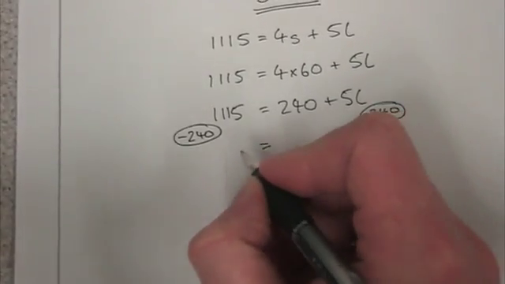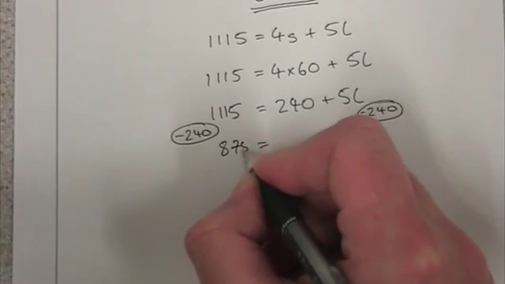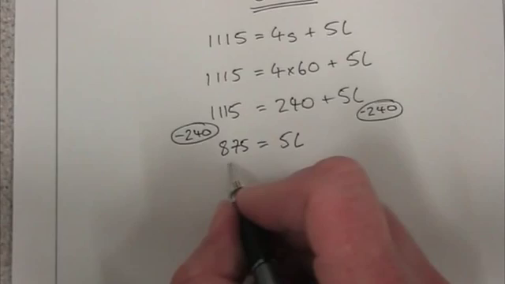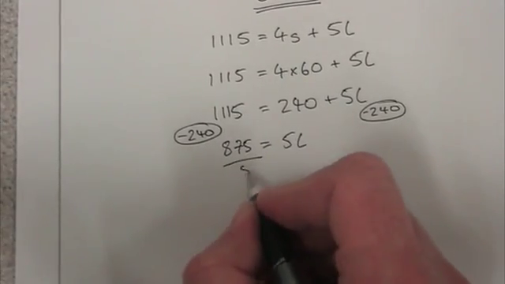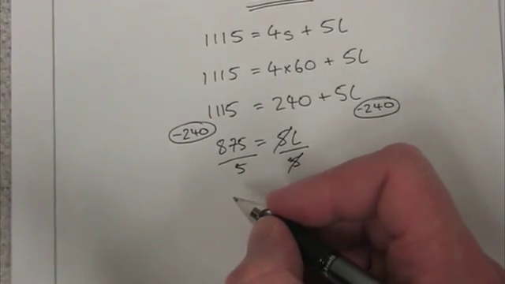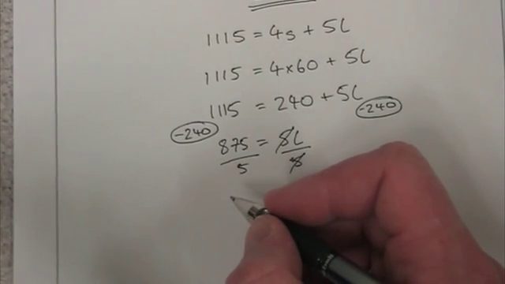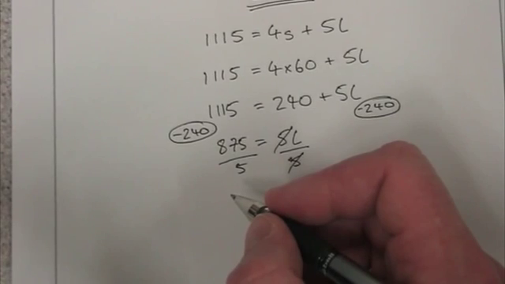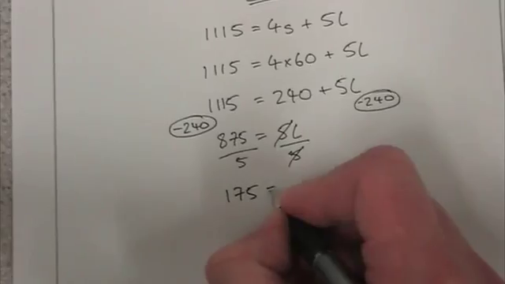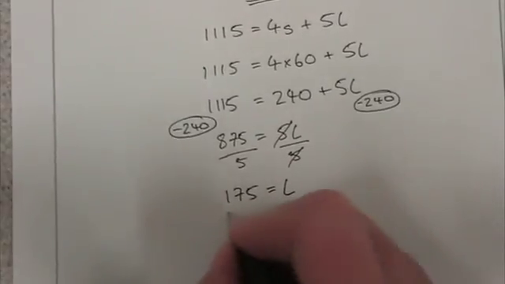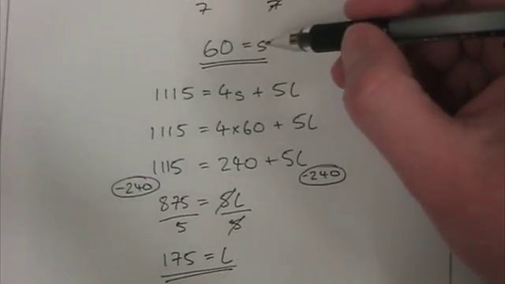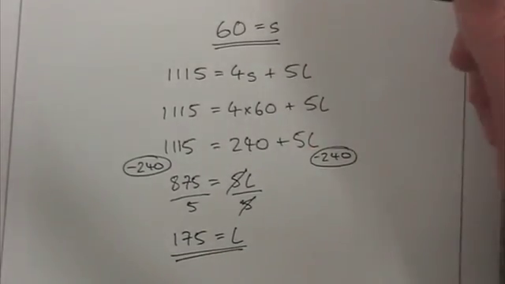And that leaves me with 875 equals 5L. And then to finish off, I divide both sides by 5. So 875 divided by 5 is 175. 175 equals L. So I found the size of a small box is 60 and a large box is 175.